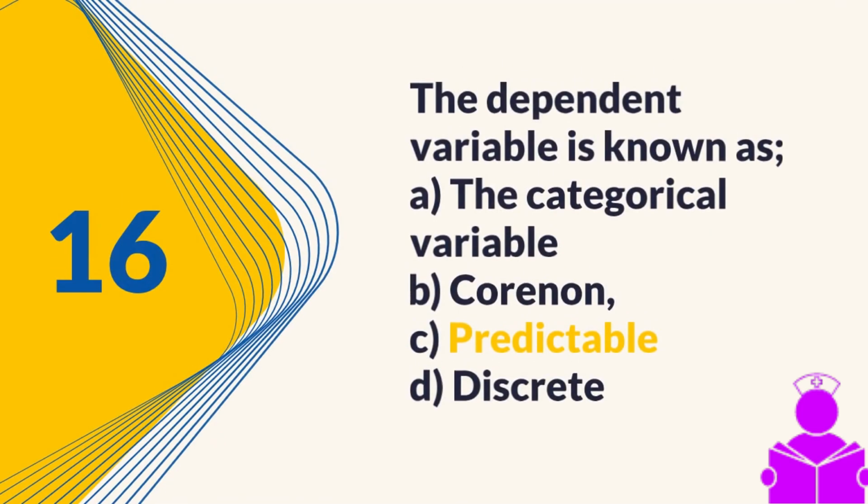Answer, C. Predictable. This is because the dependent variable is the one that is being measured or tested in an experiment. It is the variable that may change as a result of changes in the independent variable. Option C doesn't accurately describe the dependent variable, instead, it seems to suggest a different concept. Options A, B, and D are unrelated or incorrect terms.